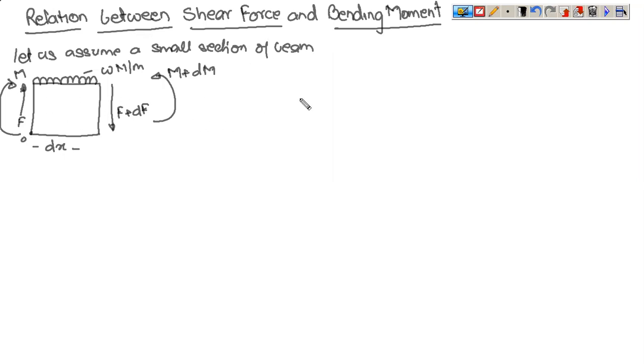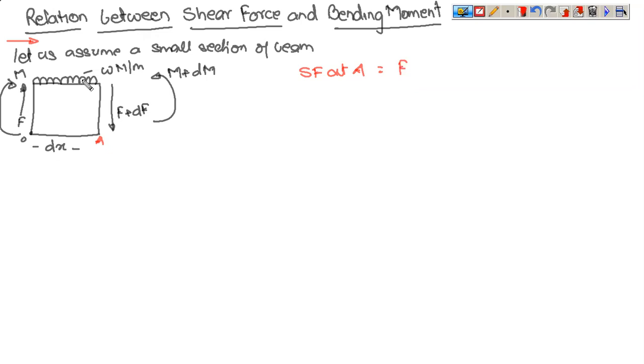Okay, so let us find out. This is the origin O, and let this be point A. So let us find out SF at A. We are assuming that we are moving from left to right. So when you are moving from left to right, SF at A will be, here this is an upward acting force, so this is positive.